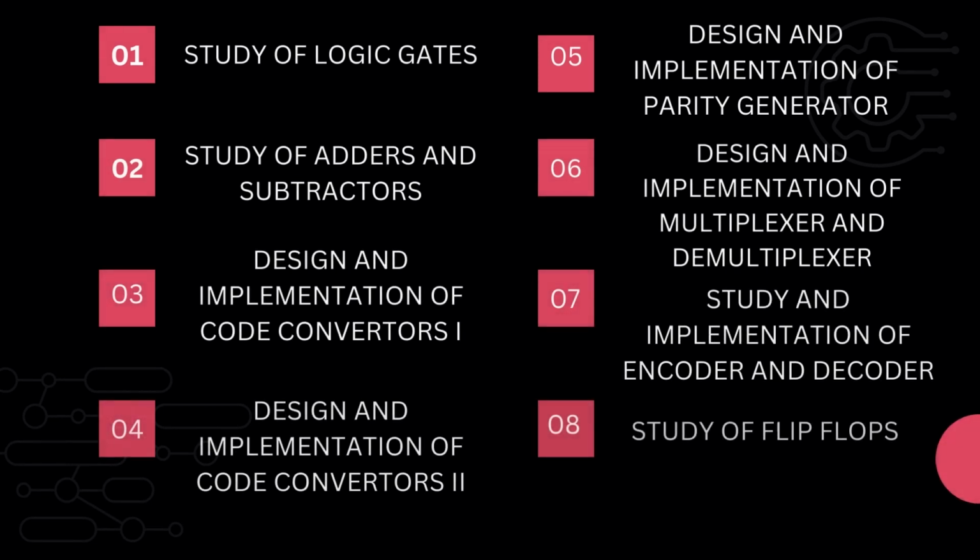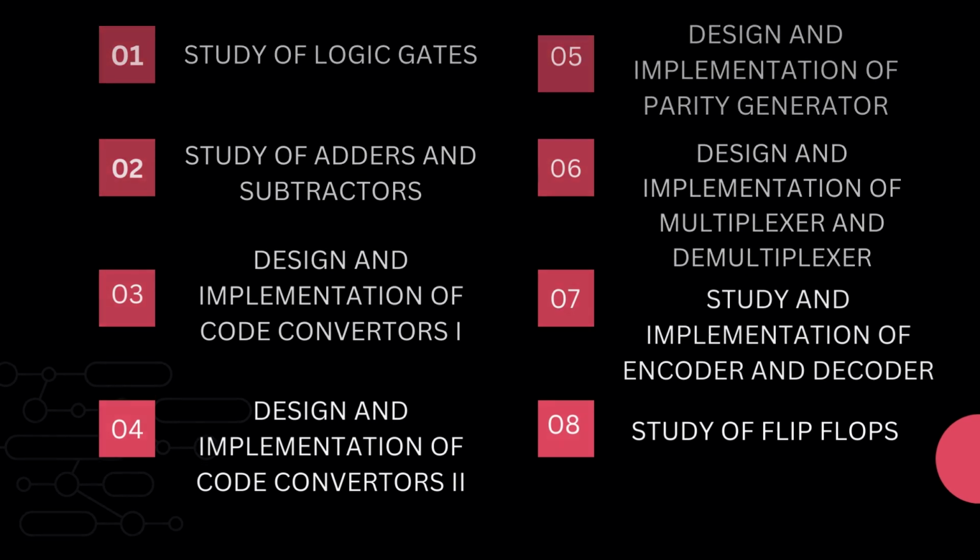The first experiment is the study of logic gates. The second experiment is the study of adders and subtractors. The third experiment is design and implementation of code converters 1. The fourth experiment is design and implementation of code converters 2. The fifth experiment is design and implementation of parity generator. The sixth experiment is design and implementation of multiplexer and demultiplexer. The seventh experiment is study and implementation of encoders and decoders. And finally, the last experiment is study of flip-flops.